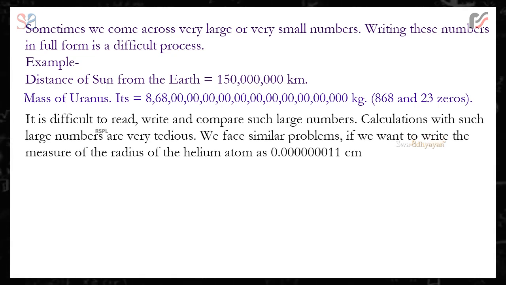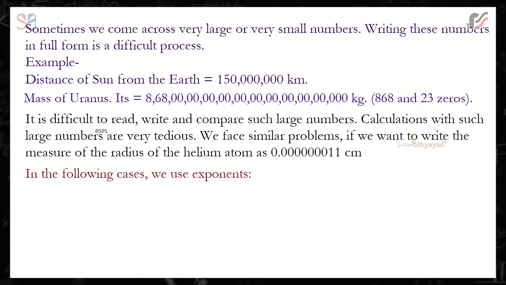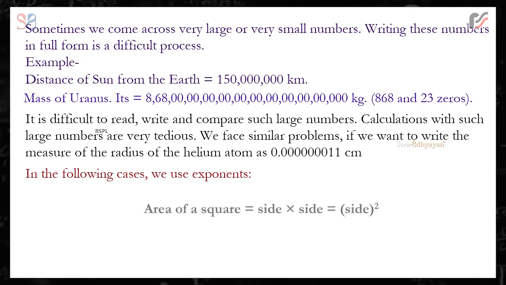It is difficult to read, write and compare such large numbers. Calculations with such large numbers are very tedious. We face similar problems if we want to write the measure of the radius of the helium atom as 0.00000011 centimeter. In the following cases, we use exponents.